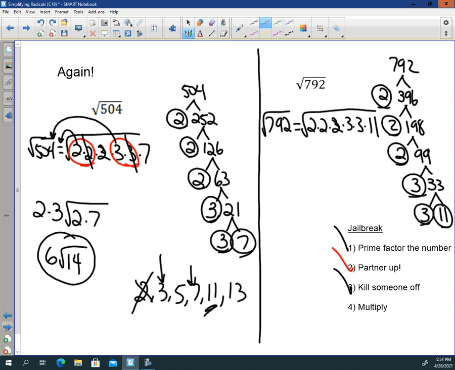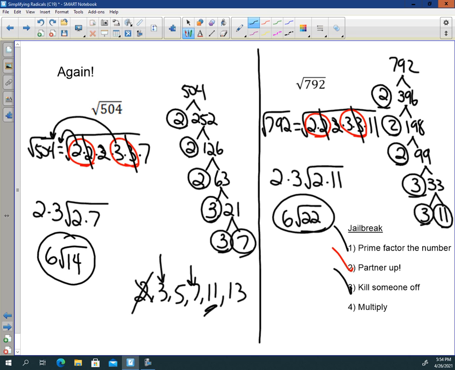Now we're going to partner up. I can partner up these 2's. There's a third 2 that doesn't get a partner, and there's two 3's again, very much like the last problem, and then that 11 doesn't have a partner. So that part's done. Kill someone off, one out of each partnership, and then that 2 gets out, and the 3 gets out, and who's left inside is the 2 and the 11. And then we multiply to simplify. 2 times 3 is 6, and 2 times 11 is 22, and that is done.